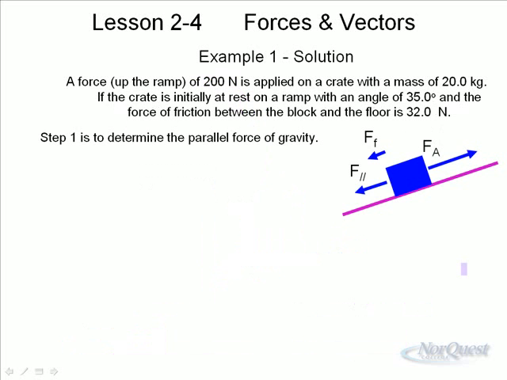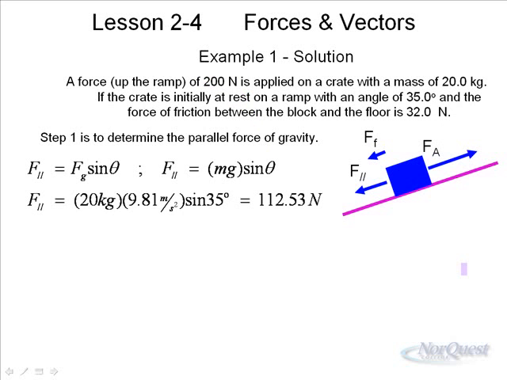So we'll take a look at that, all right, in the solution. And it says step 1 is to determine the parallel force of gravity. And the parallel force is the force of gravity, which is, of course, the weight of the object, 20 kilograms times 9.81 meters per second squared, or it's about 192 newtons. We have to multiply that, though, by the sine of 35. Since the angle is 35, the parallel force is the sine. F parallel is mg sine theta. The perpendicular would be mg cos theta.